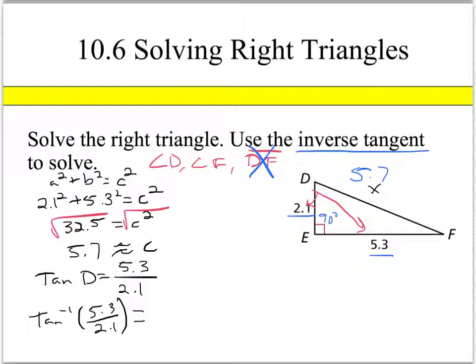I'm going to just round it to the nearest degree. It doesn't tell me what to round, but normally it's either to the nearest degree or nearest tenth of a degree. So let's say it's the nearest degree. So I have 68.3, which is 68 degrees. So angle D is going to be 68 degrees.